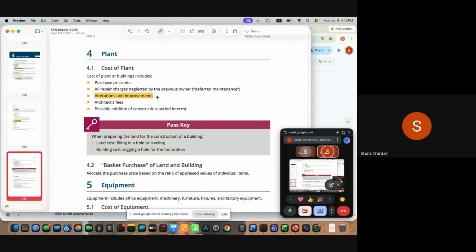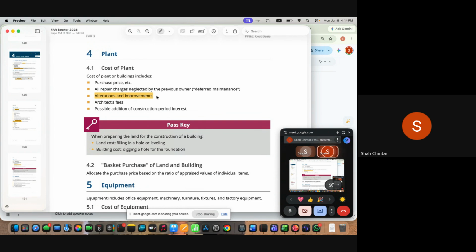So improvements can be capitalized subject to three conditions. Number one, your life is getting increased, or number two, economic benefits are getting increased, or number three, future depreciation can go down. If any of these three conditions are satisfied, then repairs, maintenance and improvements can be capitalized as a cost of the asset. What does capitalize mean? Capitalized means it goes to the balance sheet.